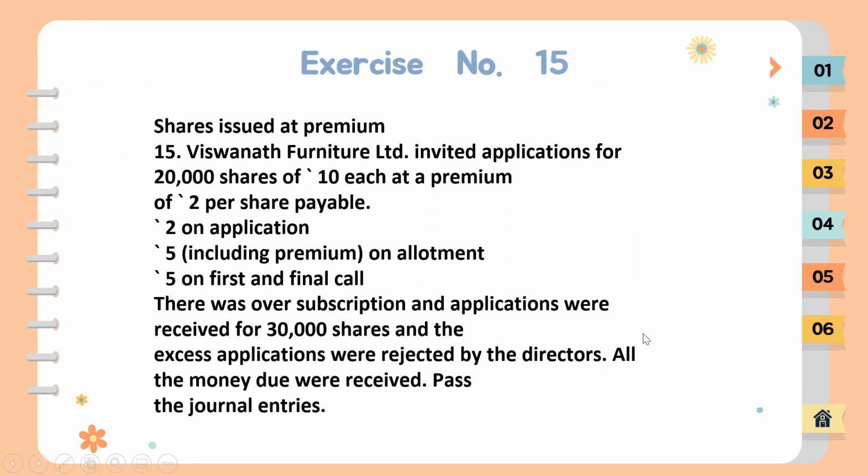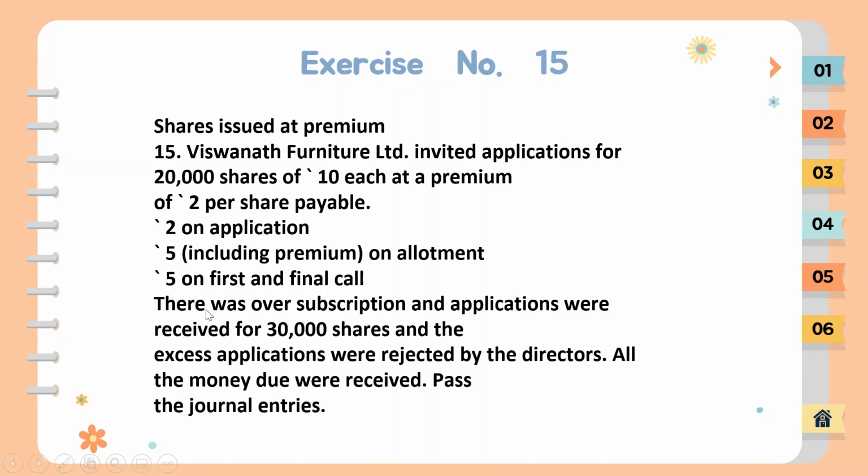Okay, we'll see the sum. Here Vishwanath Furniture Limited invited 20,000 shares, rupees 10 each, premium rupees 10. Okay, so 2 on application, 5 rupees, that is, it includes premium amount also. That means what? Premium is what? 2 rupees. So 3 plus 2. So 3 is allotment money. Along with the premium, it amounts to 5 rupees. And 5 rupees on first and final call.